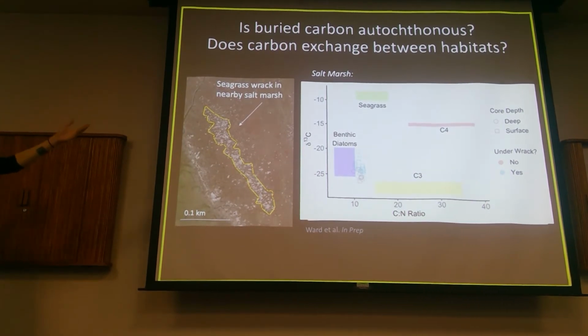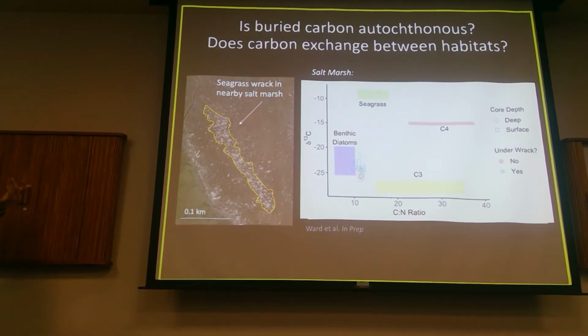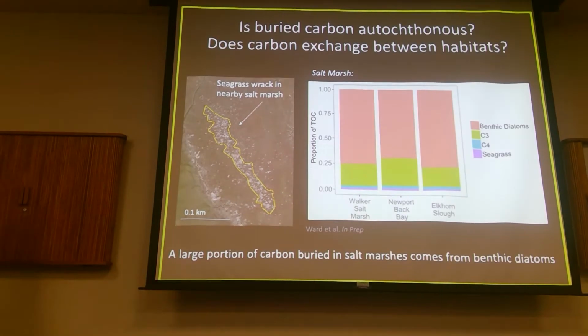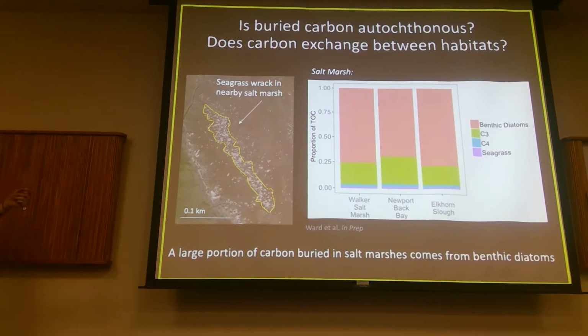So visually, it looks like some of that seagrass may be buried in the sediment, whereas in places where there's no rack, you don't see such a strong seagrass signal in terms of the source of carbon buried in sediment. But when you model that, it's not significant. So this is a figure of the proportion of each source of carbon that's buried in sediment.